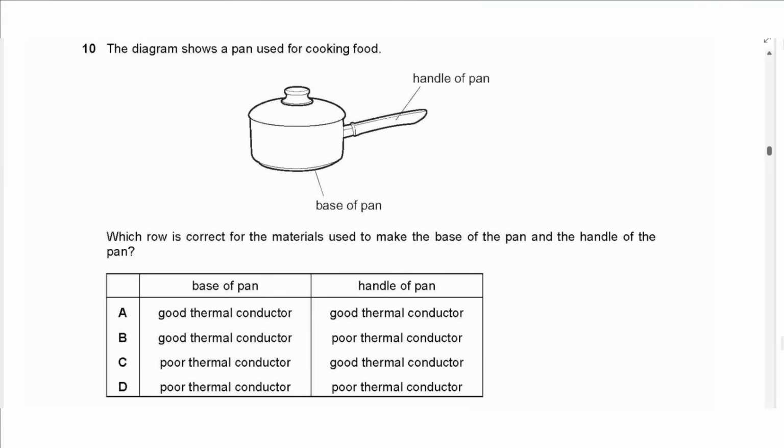Question 10 says, the diagram shows a pan used for cooking food. Which row is correct for the materials used to make the base of the pan and the handle of the pan? So for the base of the pan, we need a good conductor, and for the handle, we need a poor conductor, so that heat is transferred easily to the food inside the pan, but not easily to the person holding the handle. So the answer is B.